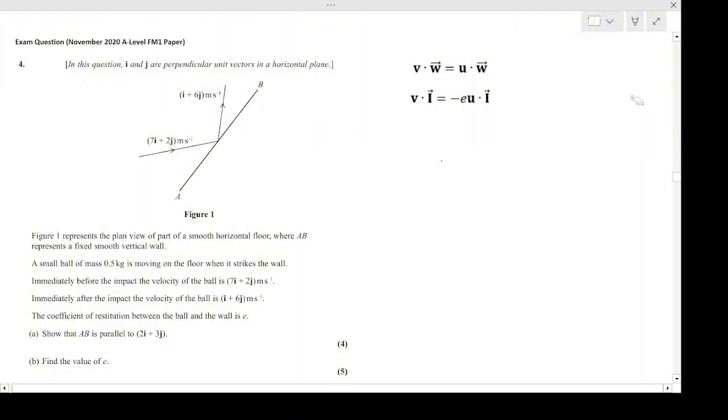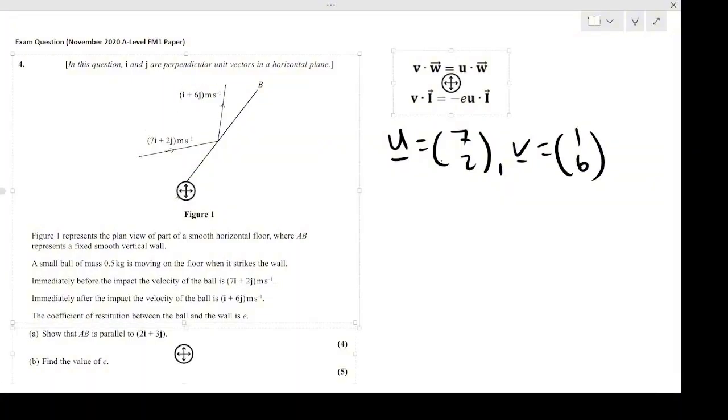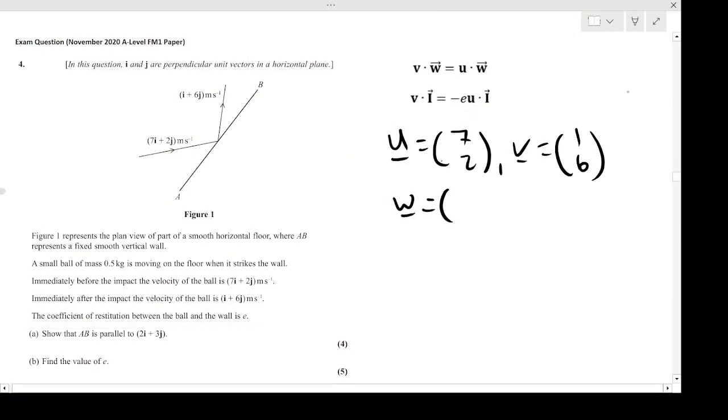If I label everything, then u in this case is 7, 2. v is going to be 1, 6. So hopefully happy with that. It's just my two velocity vectors here. W is what we want to work out. The direction for the wall vector W is going to be, let's say, AB. Lastly, the impulse vector.